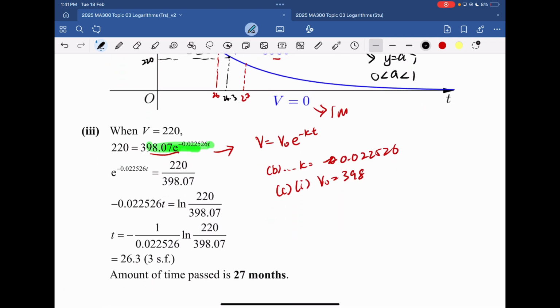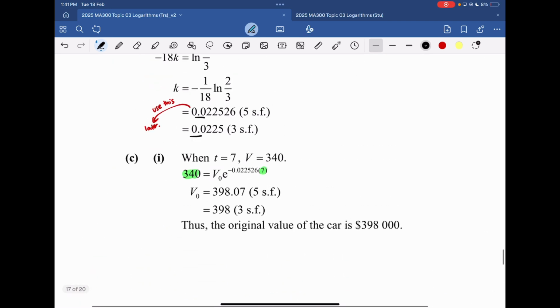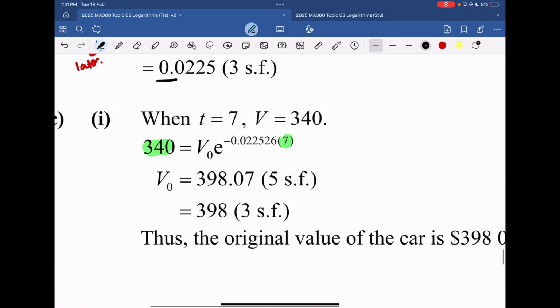This one? You take the rounding off value from earlier, 398.07.